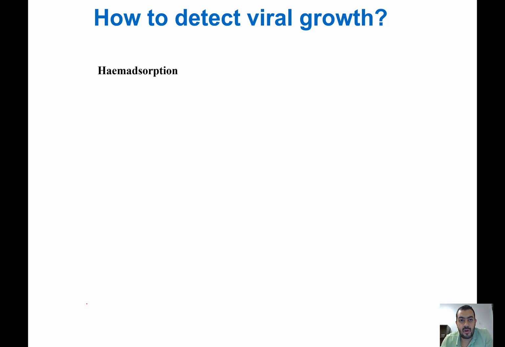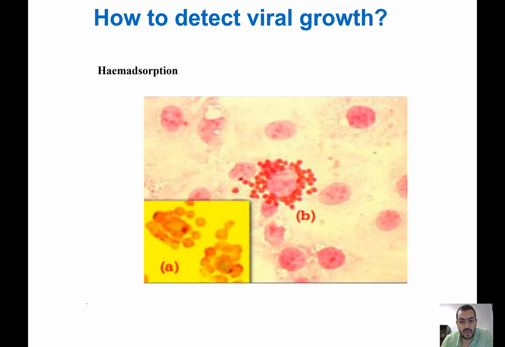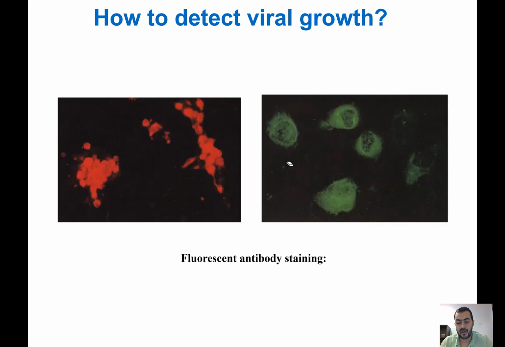Okay. Some other viruses cause the adsorption of red blood cells around them. So this virus can cause what we call hemadsorption. So the adsorption of red blood cells around it can be used for the detection of the presence of a virus. But as I said, this is a property that not all viruses have. It is a property of certain viruses. So if you know that your virus is capable of hemadsorption, you can use it as a method to detect the viral growth.